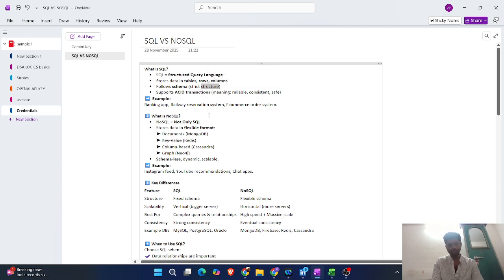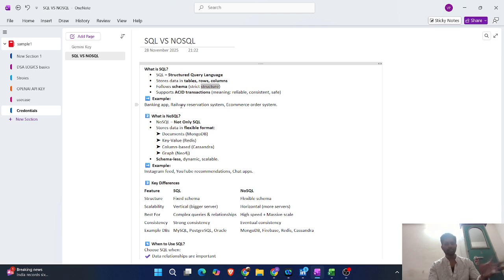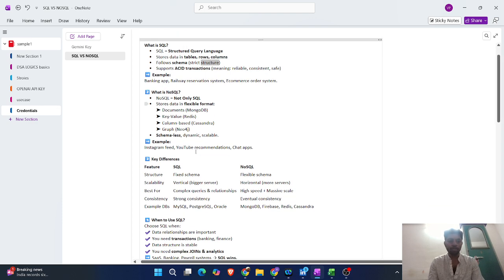It has to follow some structure, and mostly SQL is reliable and consistent, right? That's why in banking applications, reservations, and e-commerce, like when Black Friday is going on, all these sites maintain some kind of SQL only. There is a NoSQL also.